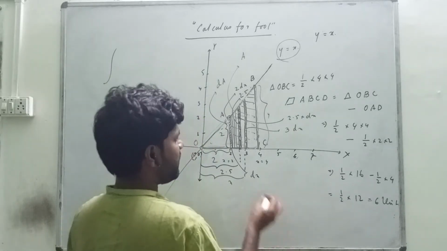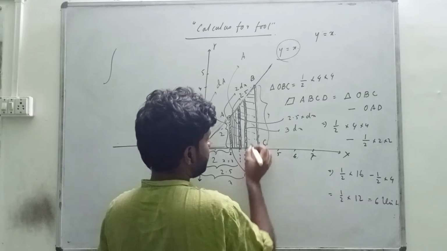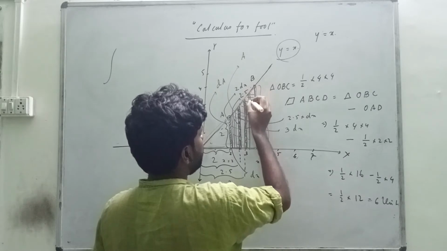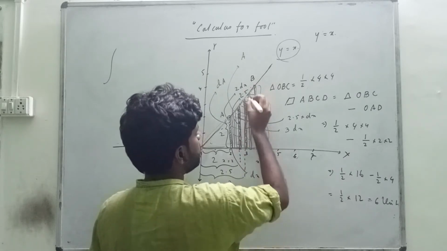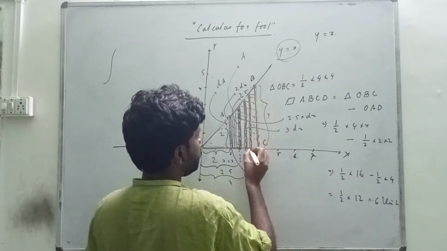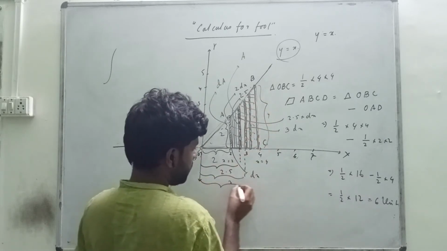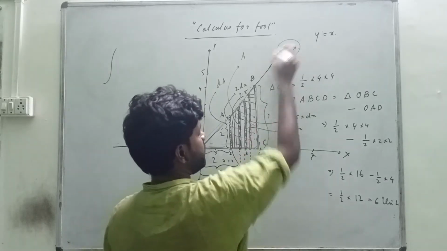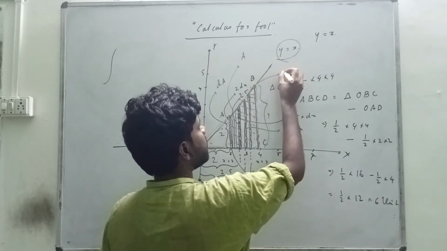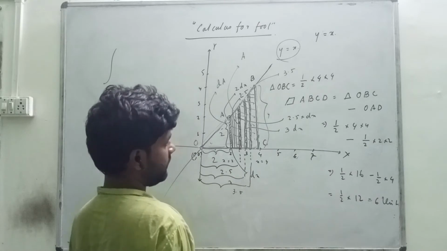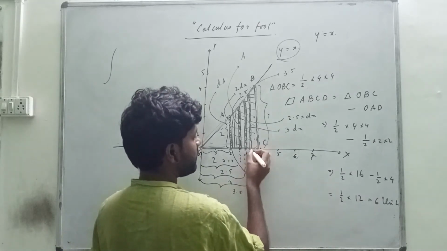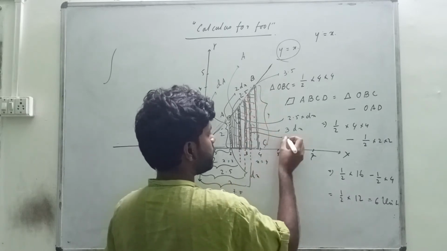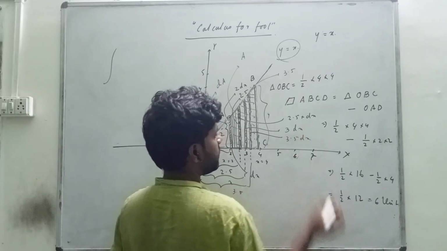Now just consider another area. Just point it at 3.5 here. So here the x is 3.5, right? According to the relation, the height will obviously be 3.5, and the base of course is dx, right? So this smallest area will be 3.5 dx, right?